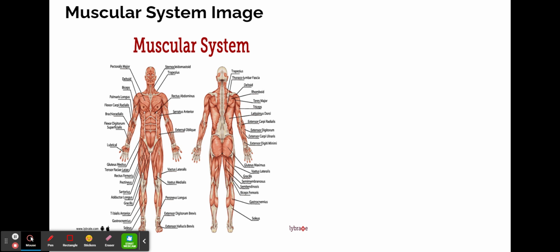Cardiac muscles are only found in the heart and are responsible for pumping blood throughout the body. These muscles contract rhythmically and involuntarily. You cannot think your heart to stop.